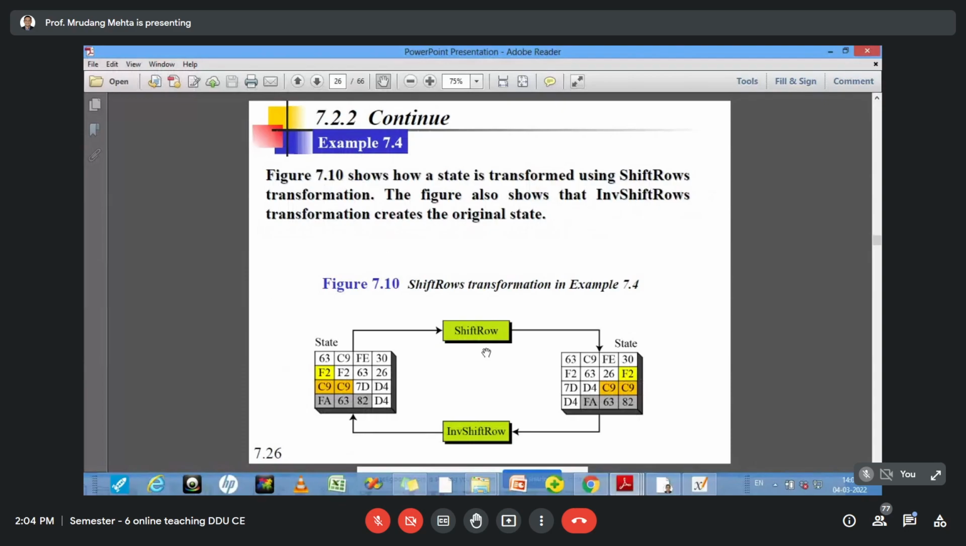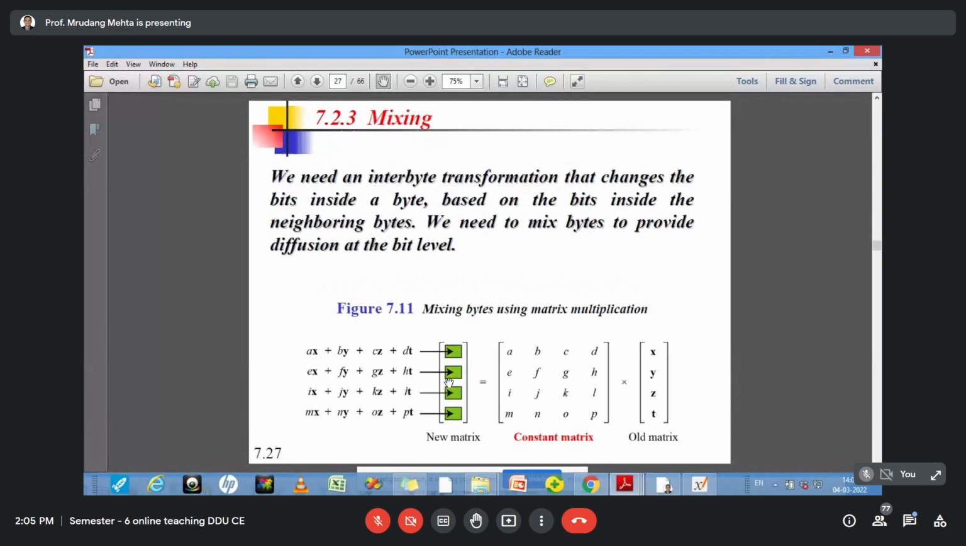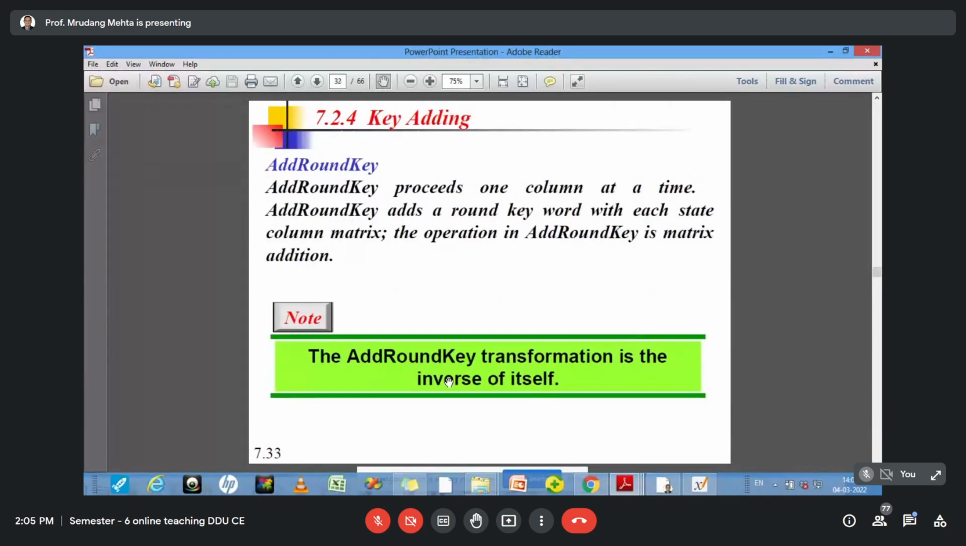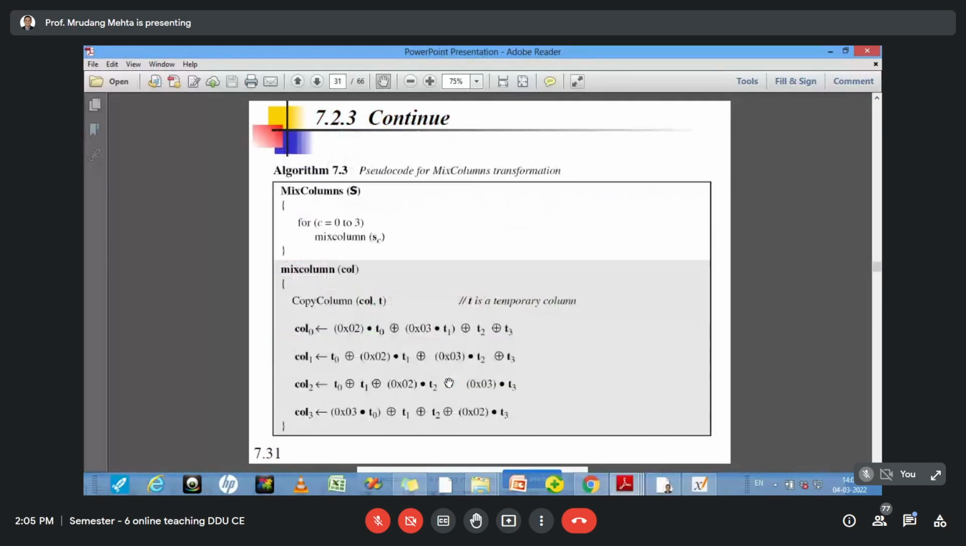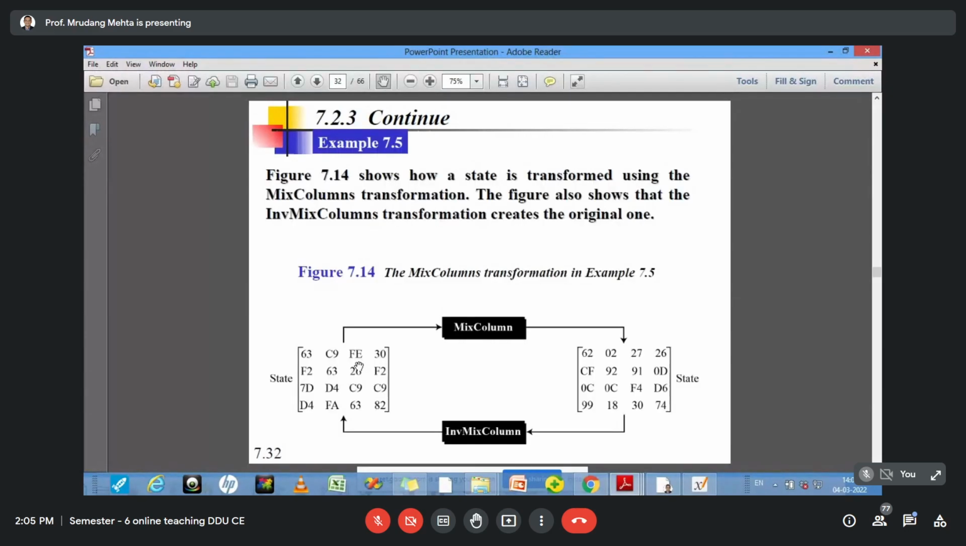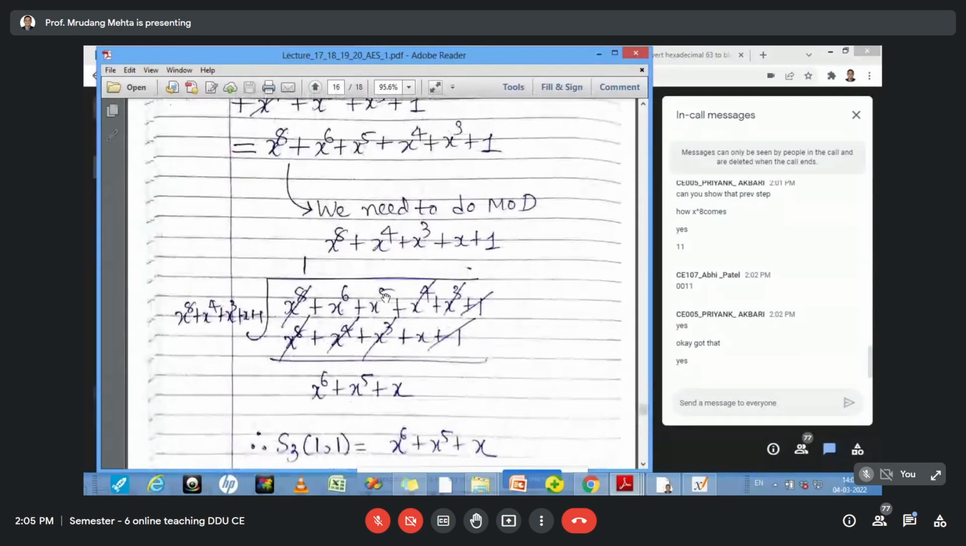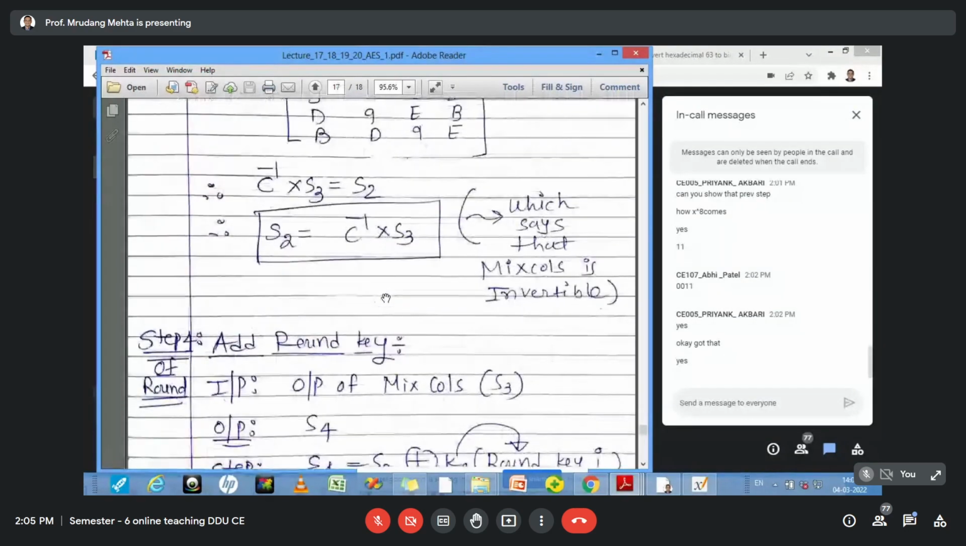So this is shift row. Here you have a mixed column. These are the 4 operations. So this is the mix column. We had seen mix column here.